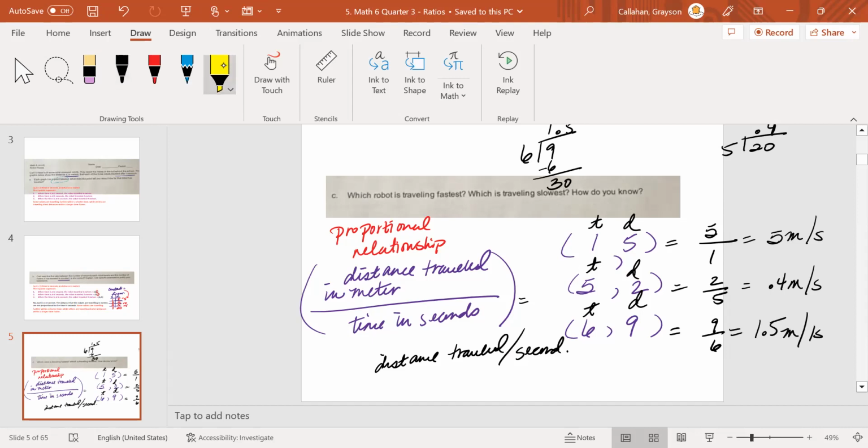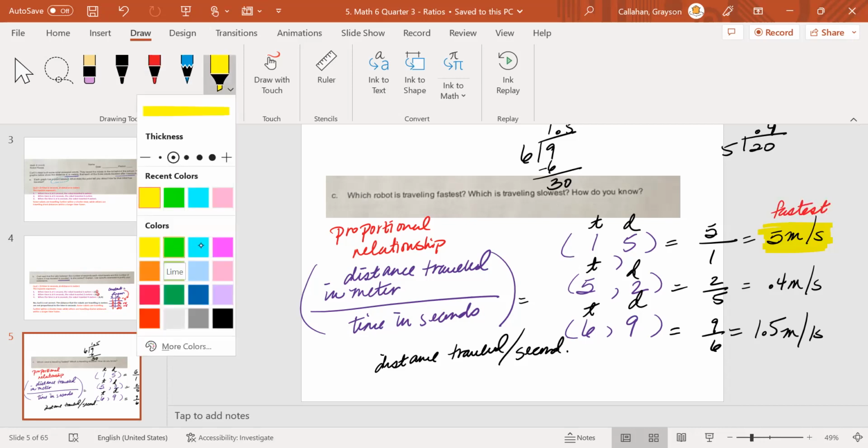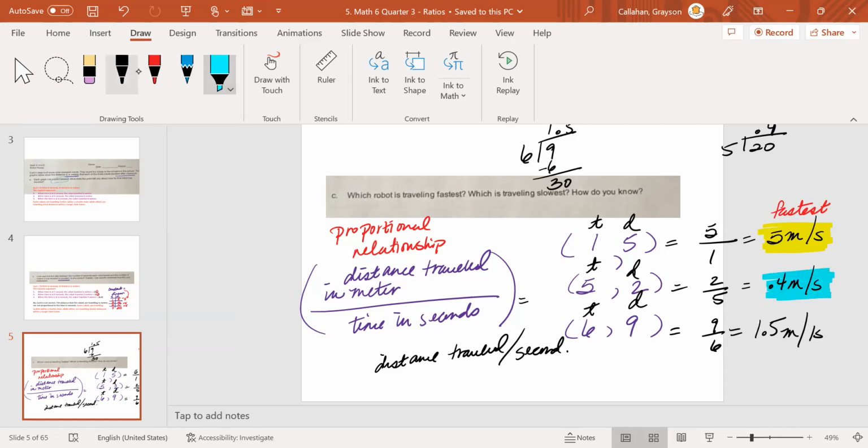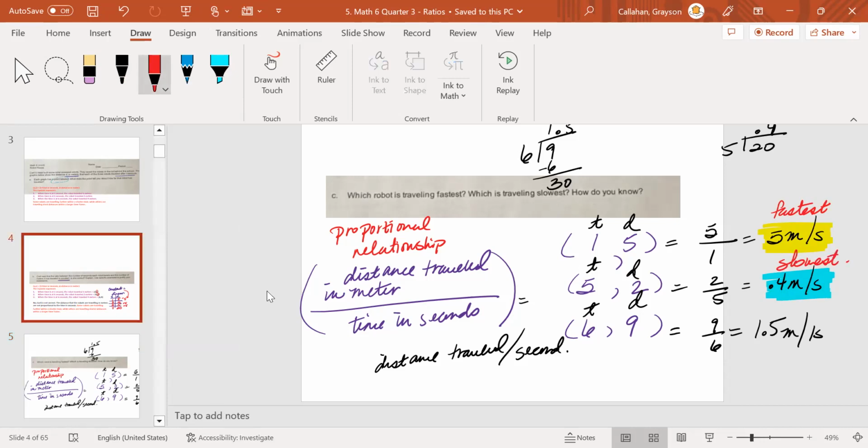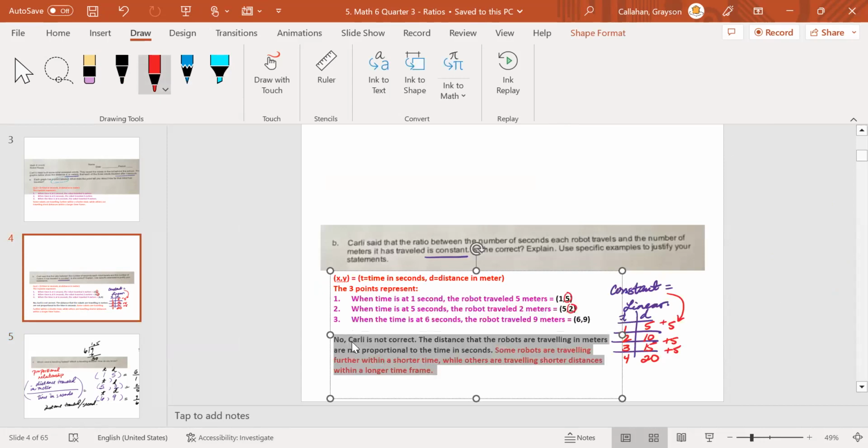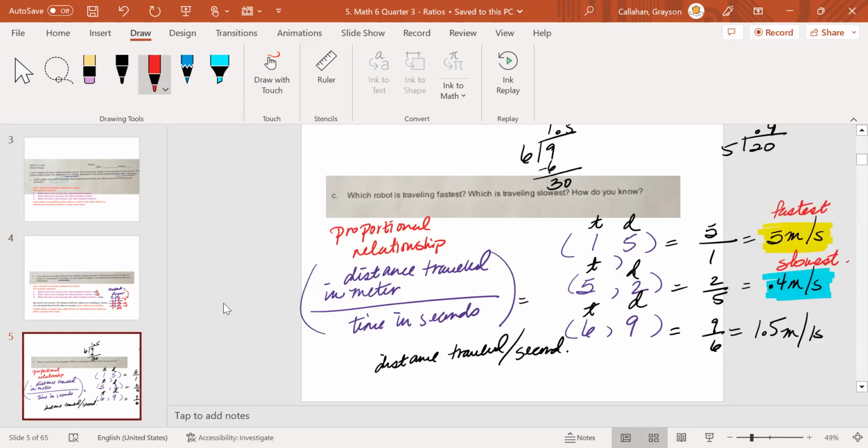Do you see that? Which one's the fastest? Which one's going the furthest? 5 meters per second, right? This one is traveling the fastest. Which one's the slowest? No, that's 1.5. This one is the slowest because it's only going 0.4 meters. Do you see that? Okay, so let's go ahead and answer the question.